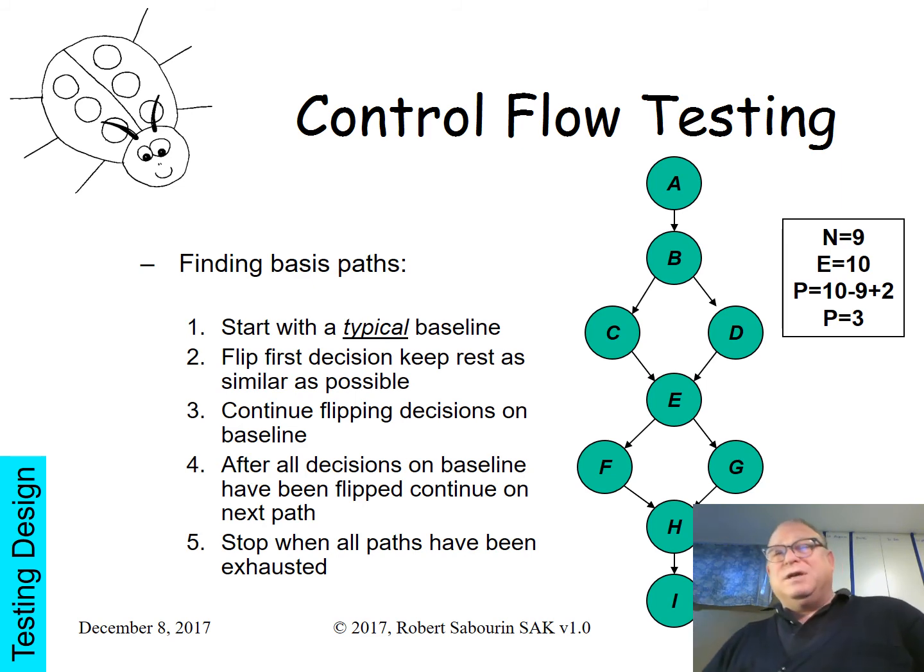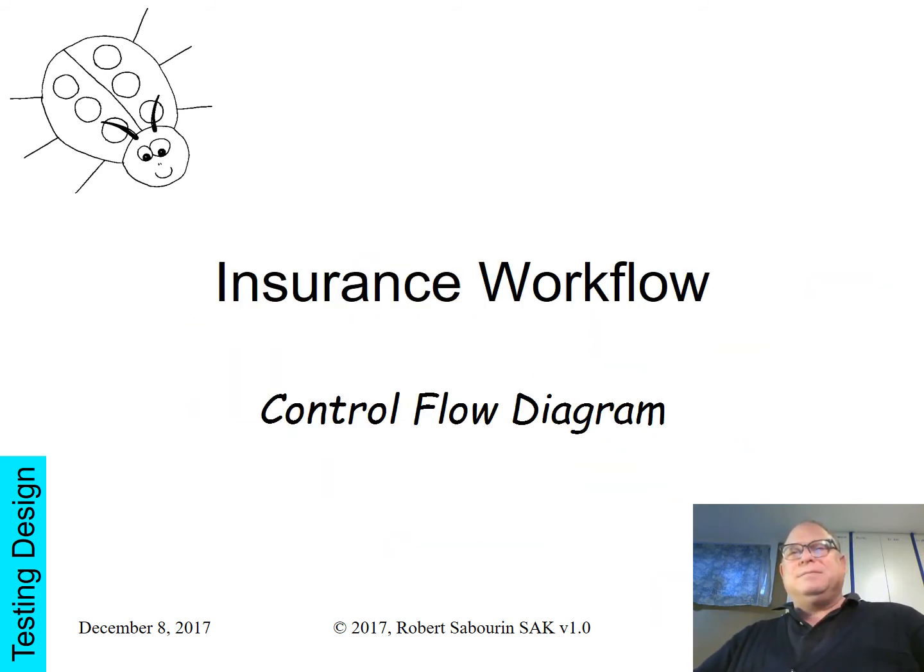There's an algorithm, which is well understood, published in Lee Copeland's book, A Practitioner's Guide to Software Test Design. In this method of finding the basis paths, you find a typical one to start with. That's the first path. Then to find the second path, you go through the first one but flip your first decision, keeping the rest as similar as possible to the original. Then you keep going down, flipping decisions until you've exhausted them all. Then you pop back up to the second one and continue until you've exhausted all the paths. It's tedious, by the way, to follow that algorithm, so it's a good idea to use a tool.